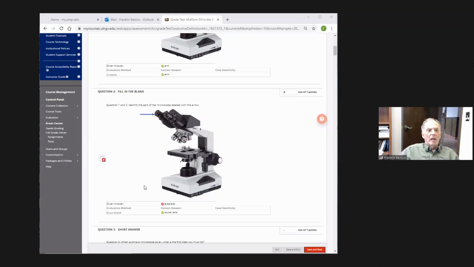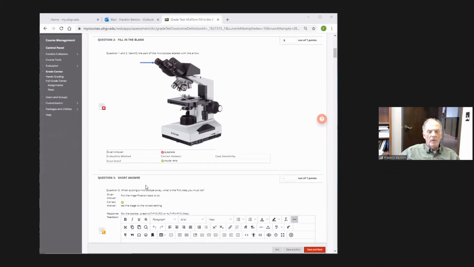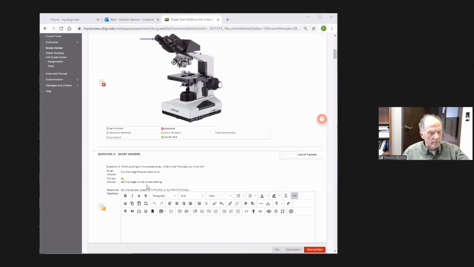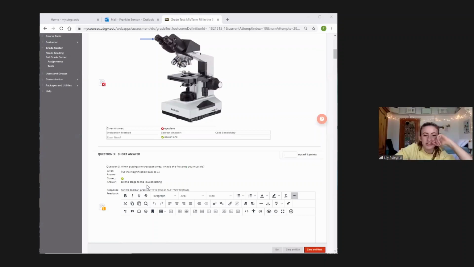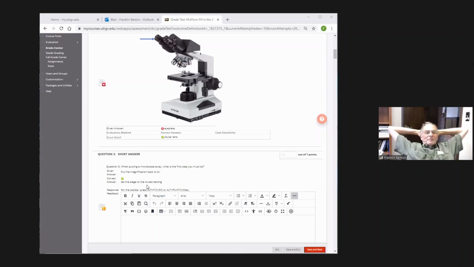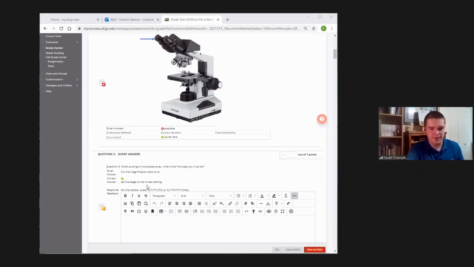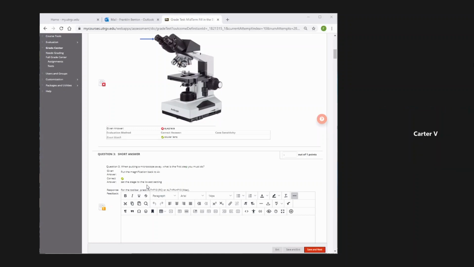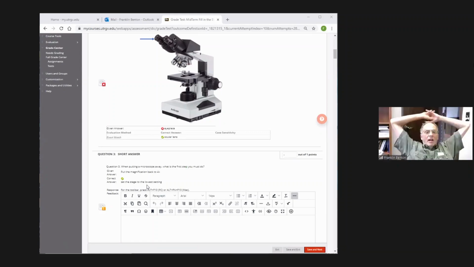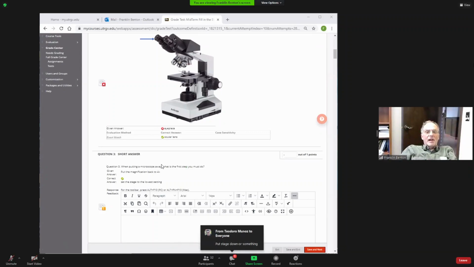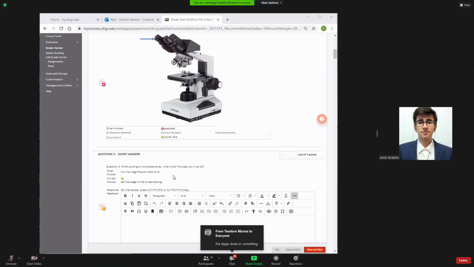Okay, let's go down to question 3. Put my glasses back on. When putting a microscope away, what is the first step you must do? Lower the stage all the way? Tell me, what did y'all put down? Completely lower the stage all the way. I think that's what I put also. Off the stage. That's correct. Would turning off the light be acceptable?